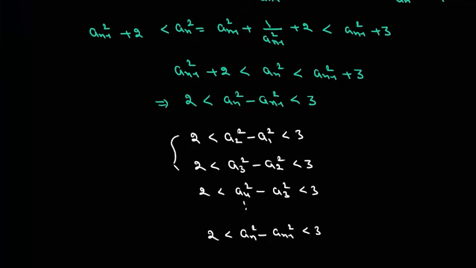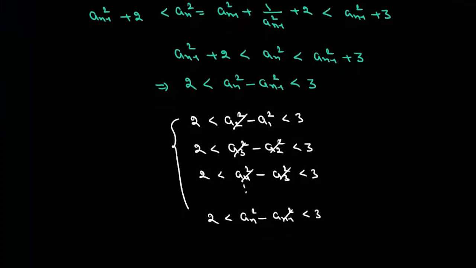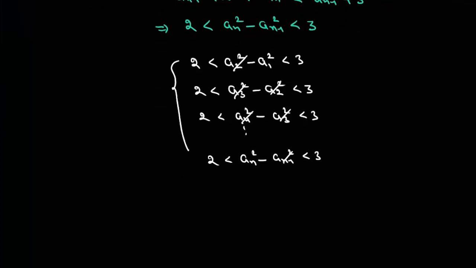Now if we add them all up, here this a2 square will cancel, a3 square will cancel. So all these terms will cancel. We can write 2 plus 2 plus 2, n minus 1 times. So there will be 2 into n minus 1 less than an square minus a1 square, and will be less than 3 plus 3 plus 3, n minus 1 times, and there will be 3 into n minus 1.